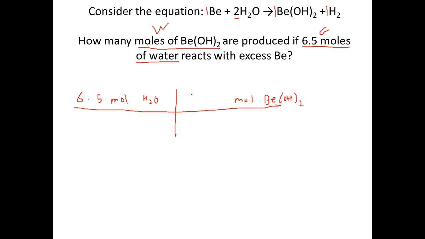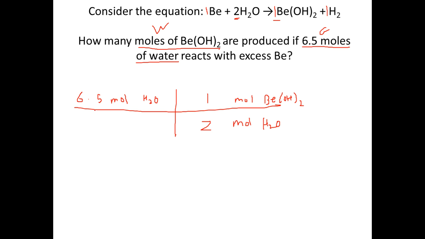And then moles of water is going to go on the bottom. All right. Now let's refer to the chemical equation to see how many moles of each of these I have. If I look at the equation, there's 1 mole of beryllium hydroxide for every 2 water molecules. I just drew these numbers straight from the chemical equation up top: 1 mole of beryllium hydroxide, 2 moles of H2O.